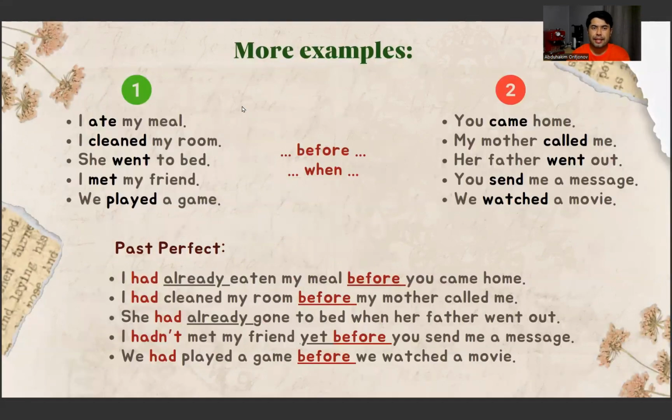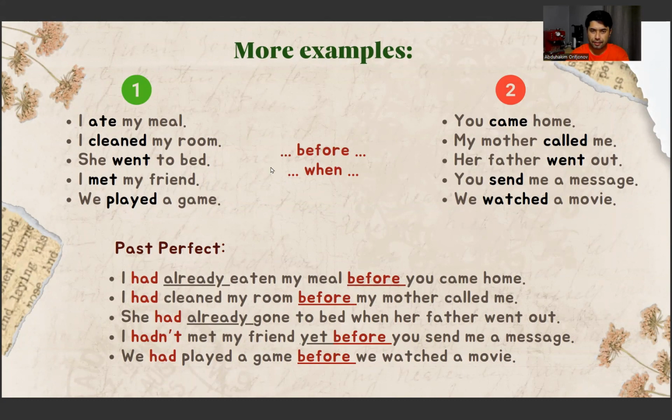More examples. As I said before, there are two actions, two events that happened. And always the first action comes in past perfect. The second action comes in past simple. For example, I ate the meal. Then you came home. I cleaned my room. Then my mother called me. She went to bed. Then her father went out. I met my friend. Then you sent me a message. We played a game. Then we watched a movie.